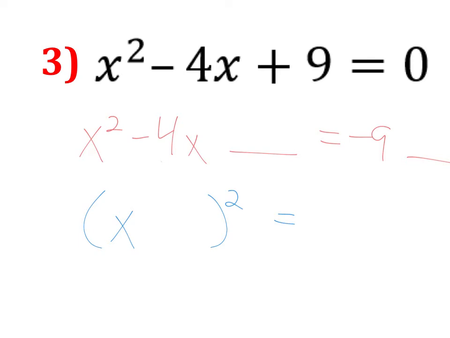The way we do that is we take half of our b value and then square it. So half of -4 is -2, and squared that is +4. Whatever gets added to one side must get added to the other to maintain balance. So now on the right side I've got -9 plus 4, that is a -5.